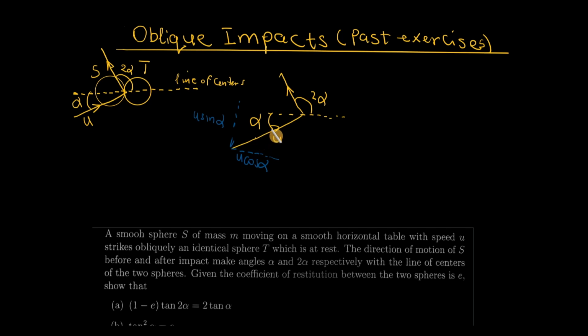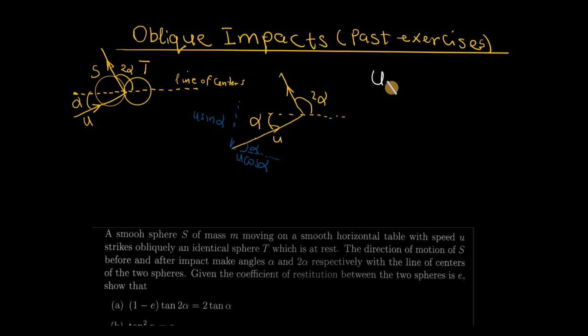The angle that u makes with the line of centers is alpha. This alpha is the same as this angle, from the alternate angles. This will be alpha. So if I apply the formula of sine in a right angle triangle, that's SOHCAHTOA, I'm going to have u cos alpha here and u sin alpha there. So this is the parallel component and this is the perpendicular component of sphere S, that's parallel to the line of centers and perpendicular to the line of centers.